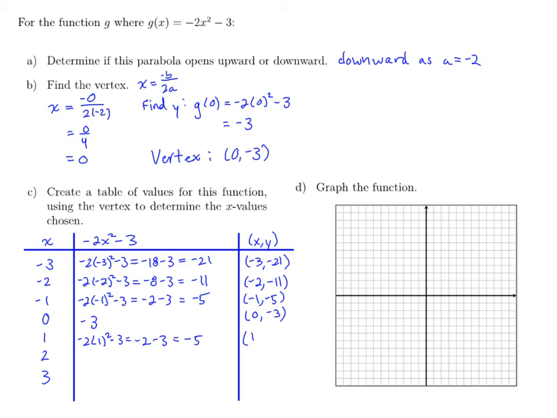So I'll have 1, negative 5, and I'll use that symmetry then instead of evaluating at 2 and 3. So my next function value will be negative 11, and the next one will be negative 21. The points then will be 2, negative 11, and 3, negative 21. And so I'm ready to graph this function now, and I'm just going to stick with these middle 5 points. I'm going to leave those larger ones, those two outermost points, off.